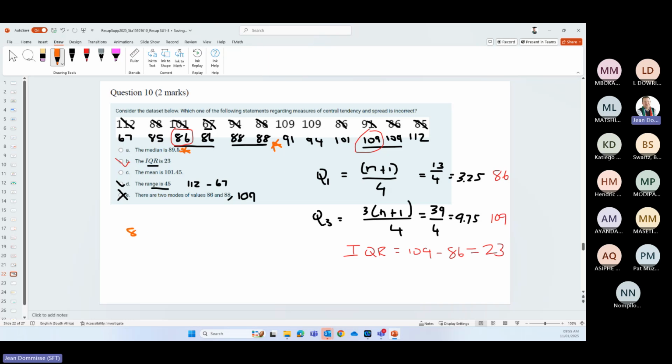So we can just say 88 plus 91 divided by 2. That's the shortcut, 88 plus 91 divided by 2. That will give us 89.5, which is also correct. The mean I'm not going to work out now, but for the mean you basically need to add all of them and divide by 12. So 67 up until 112, divide by 12 to get to the mean, but it is supposed to be that number as well.